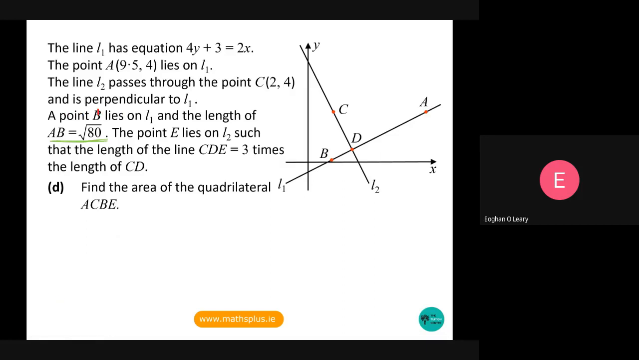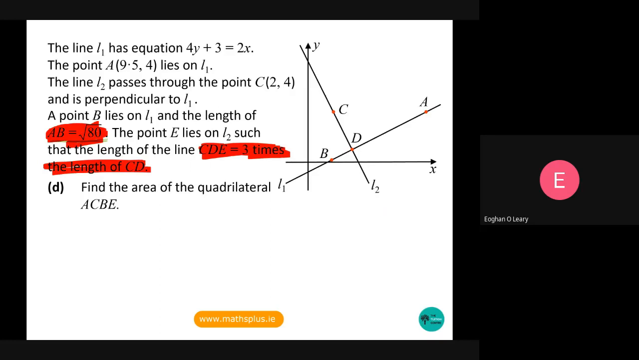Okay, so we have a bit of information here that says a point B lies in L1 and the length of AB is equal to root 80. The point E lies on L2 such that the length of the line CDE is 3 times the length of CD. Find the area of the quadrilateral ACBE. So now all of a sudden it makes a little bit more sense than what I was looking at first. Okay. So what are we going to say?